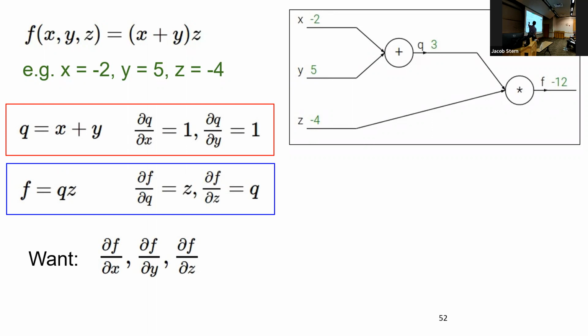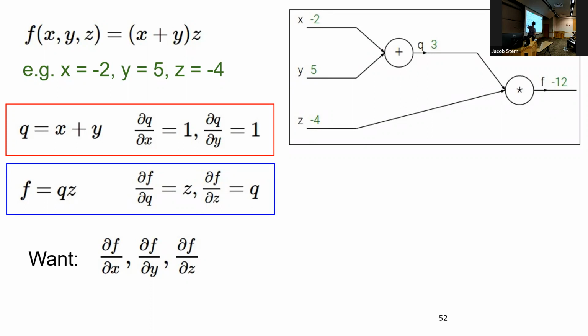So we define q as x plus y. And so we will first define all of our partial derivatives. So derivative of q with respect to x is 1. Derivative of q with respect to y is also 1. Does that make sense to everyone?